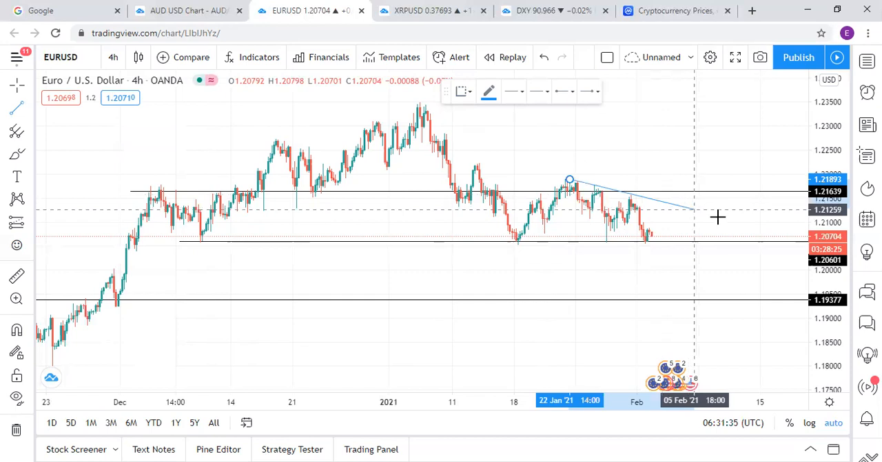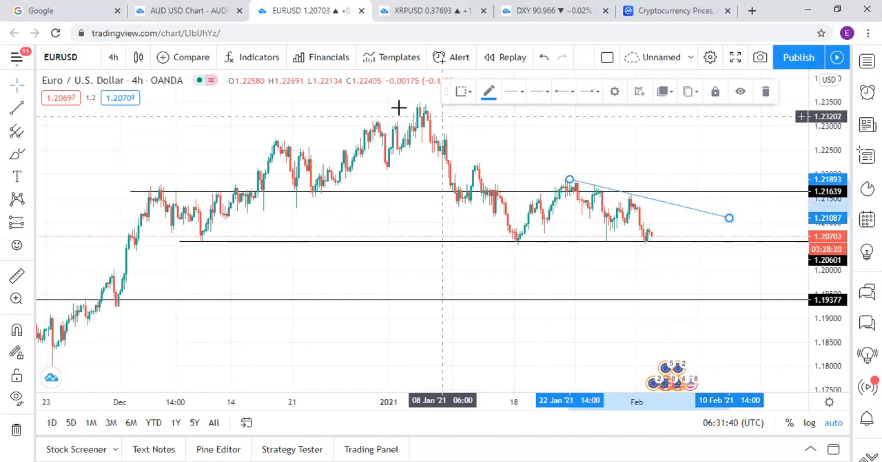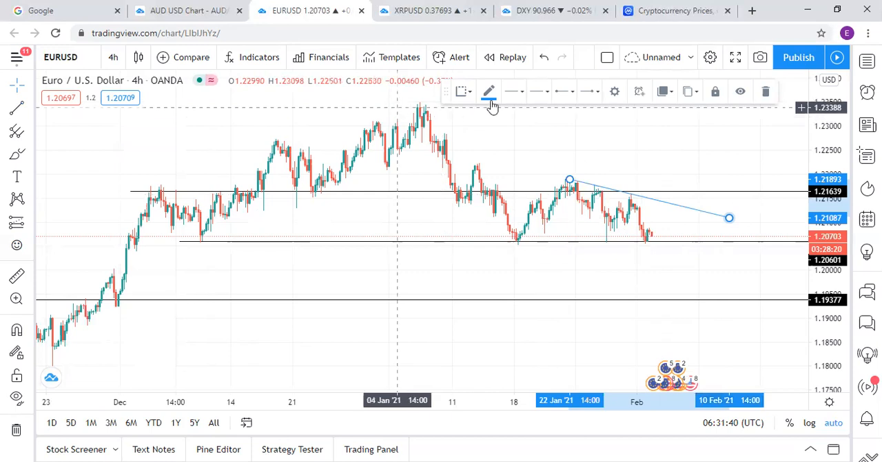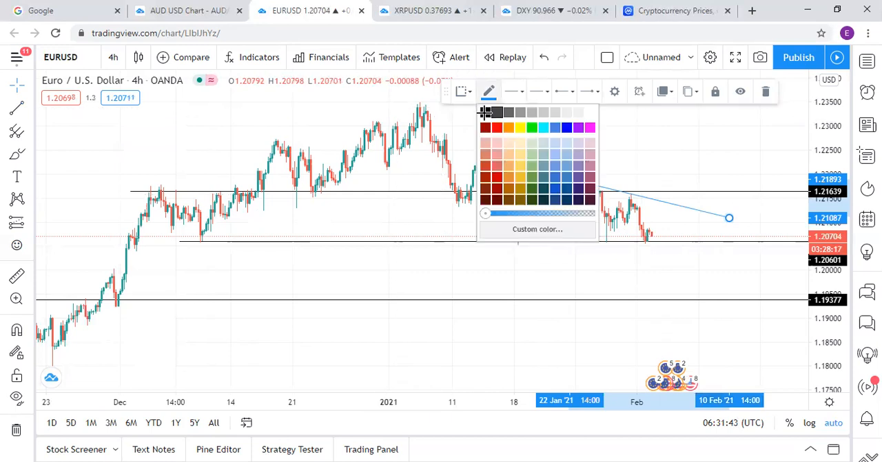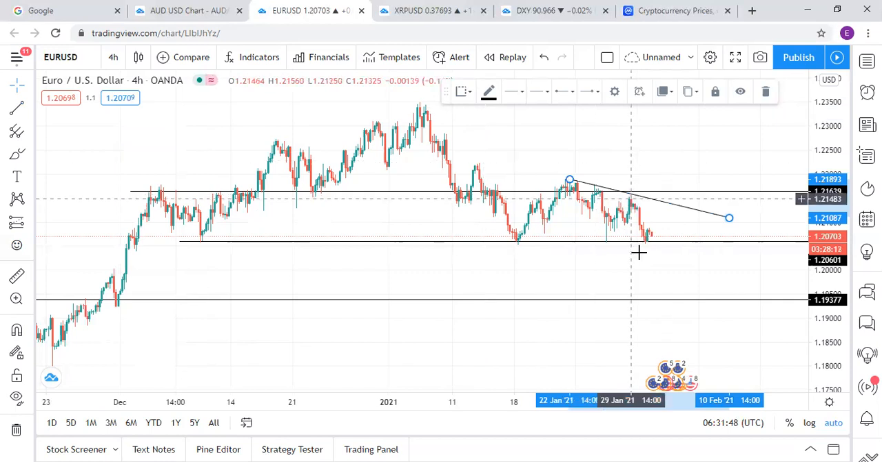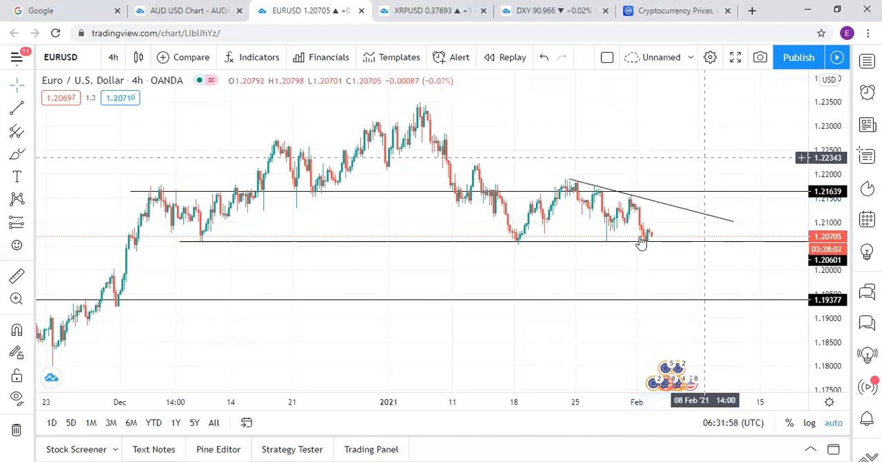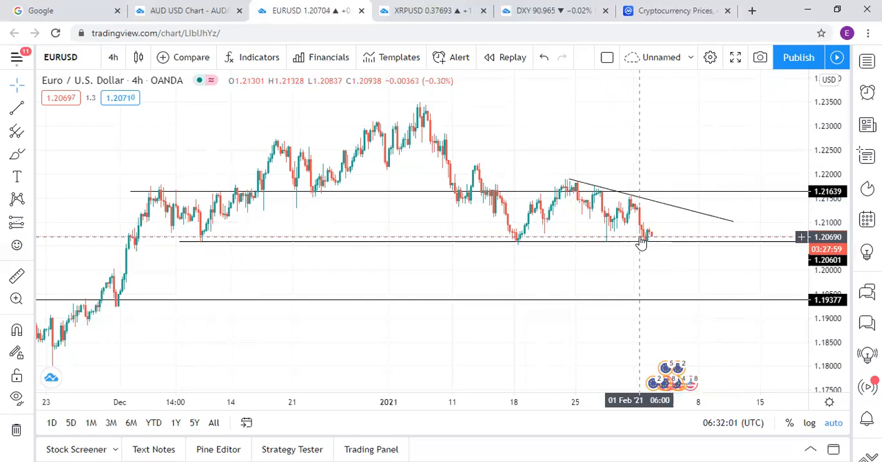I have my trend line here, and that shows us that we have a third touch on Friday the 29th, then it started dropping. Now, what do we watch out for? How do we now take this trade?